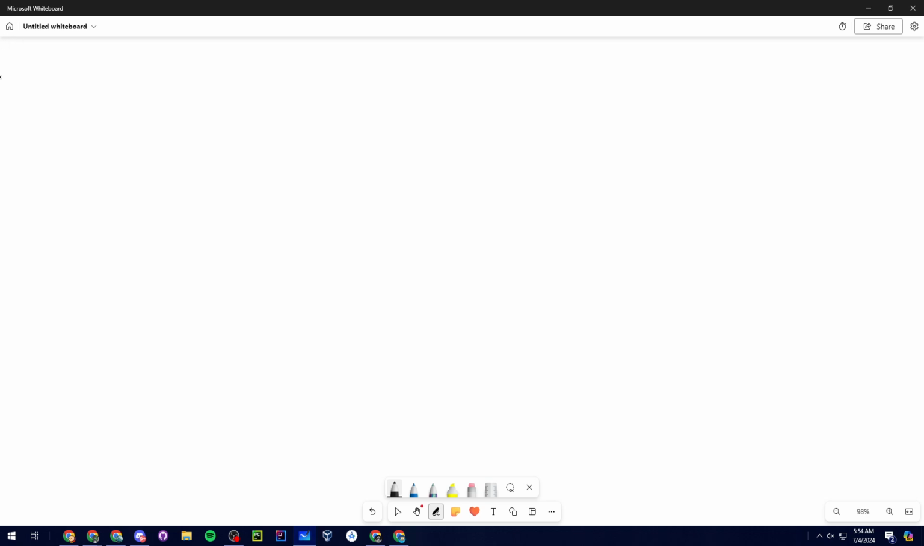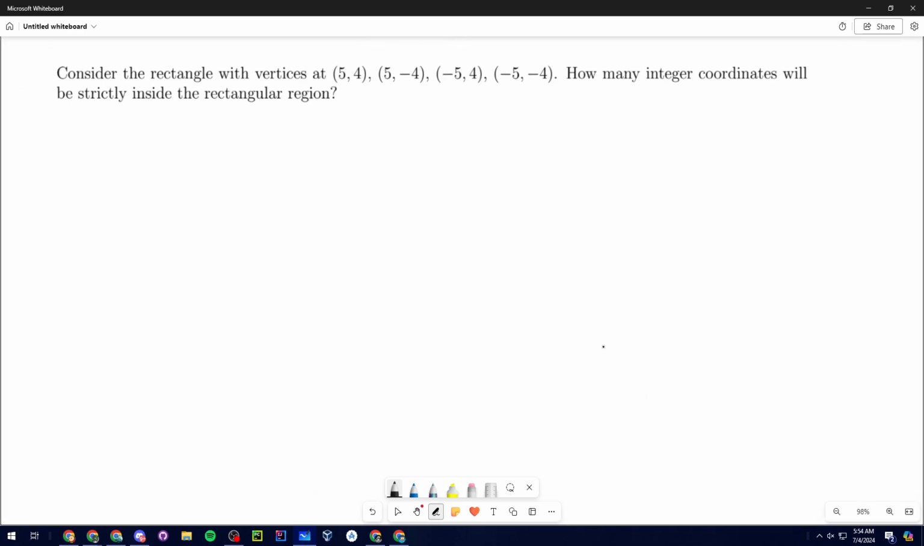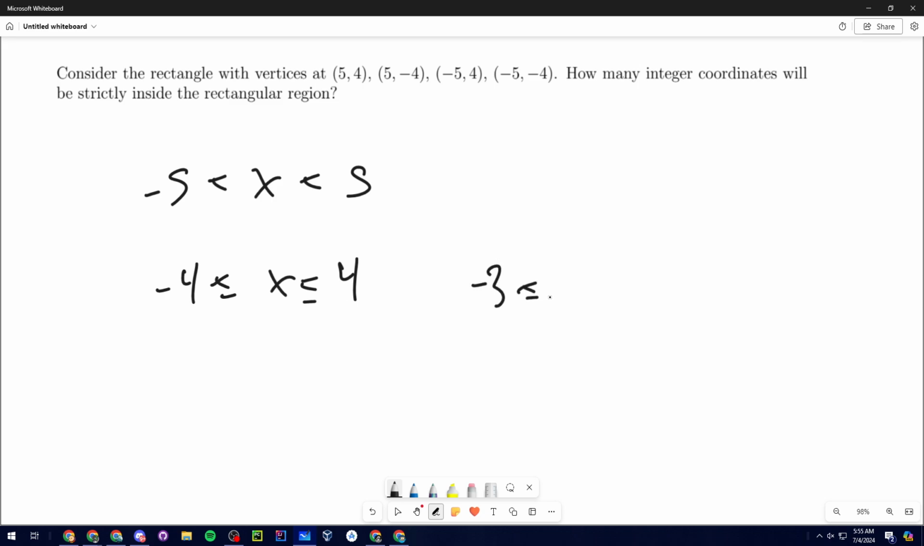This one, you can draw it out, but that's kind of annoying. So let's think of it in a holistic sense, right? Let's think of the subset of all possible points. Well, for your x coordinate, you know that x has to be strictly less than 5 and strictly greater than negative 5. That means that for integer points, negative 4 is less than or equal to x is less than or equal to 4. And applying the same process gives you the inequality negative 3 is less than or equal to y is less than or equal to 3.